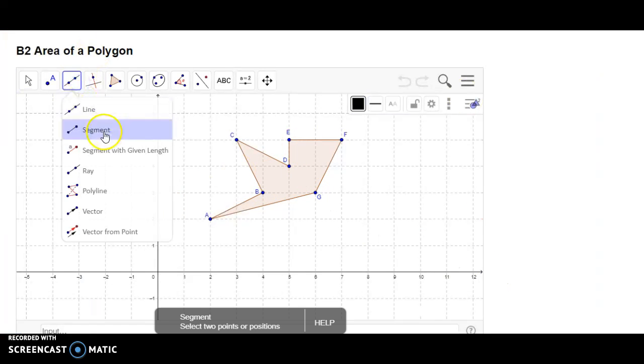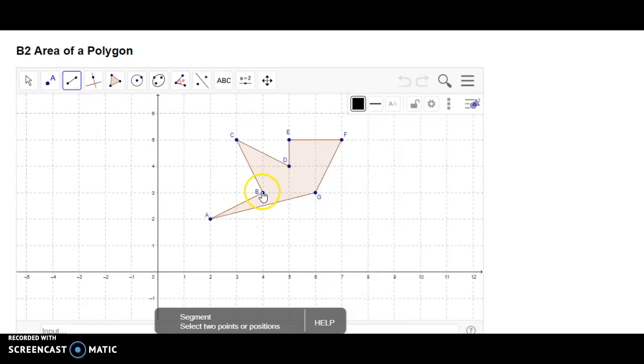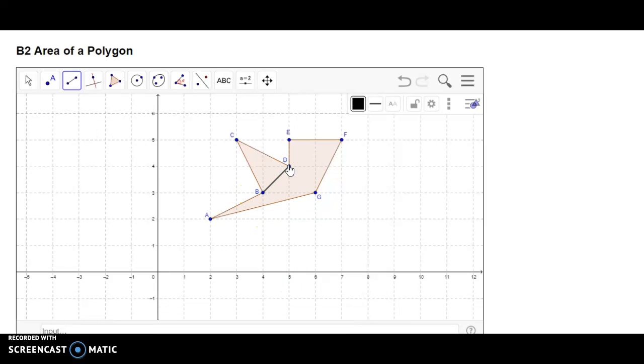So we're going to click on segment. Yours might be a little bit different, but we're going to do something like this so that everything we make is a triangle. All right, so we got these 1, 2, 3, 4, 5 triangles.